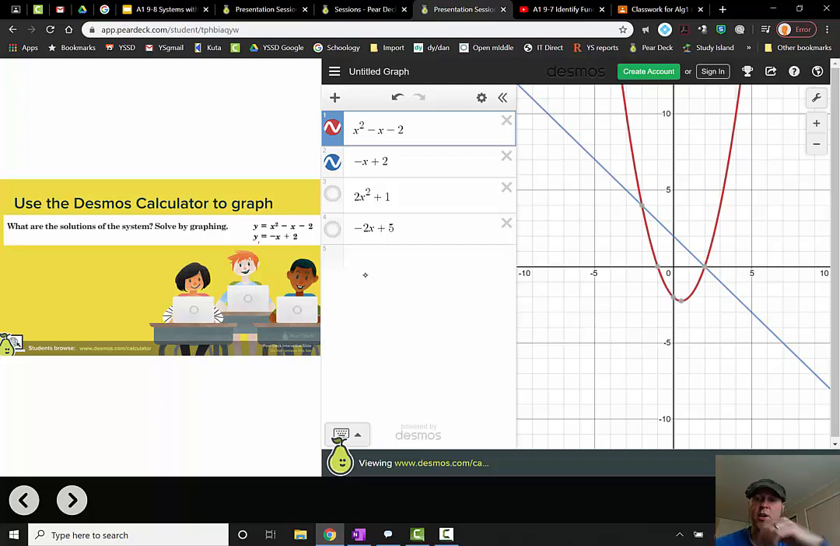We're going to get all this stuff done. So, what are the solutions of the system? I want to know where they cross. Look, they cross two places: (2, 0) and (-2, 4). That's it. Alright, pretty cool.